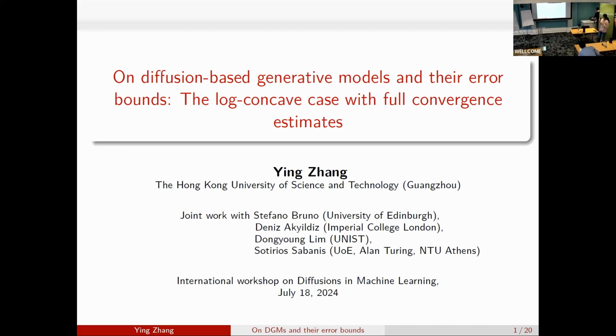So I'm going to speak on diffusion-based generative models and their error bound. As you can see from the title, I will talk about the full convergence estimates for diffusion models. Basically, I will explain how we obtain the estimates that connect the sampling procedure and the optimization procedure in diffusion models. This talk is based on joint work with Stefano, Denise, Dongyang, and Sotiris.